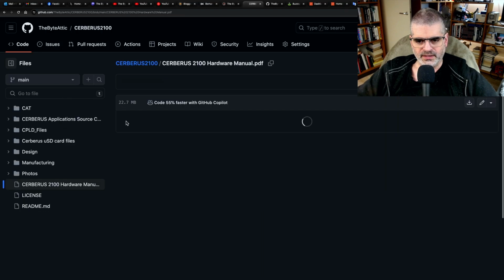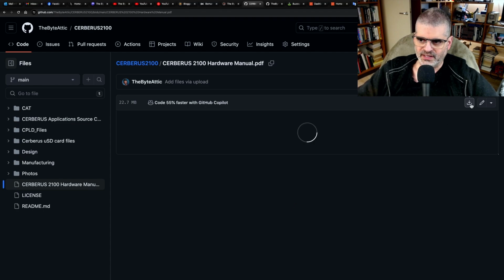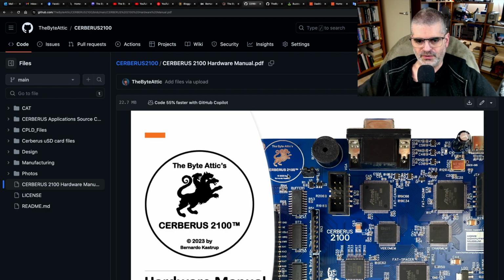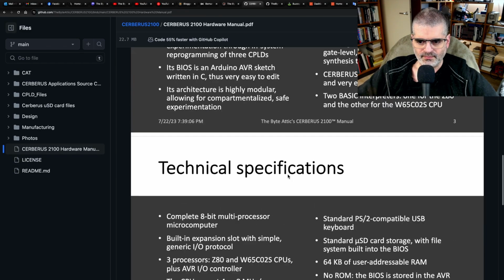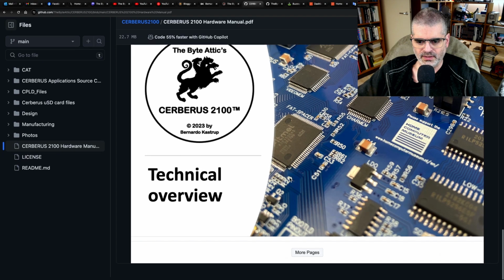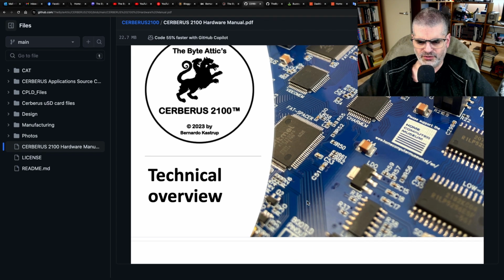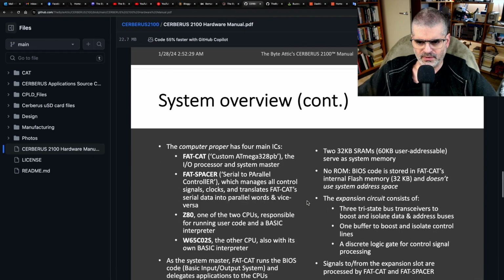You can click on it and a preview will open. Usually it's best if you just click here on download the raw file. It will be faster and you keep a local copy, but you can also wait for the preview. There you go. That's the hardware manual. And I'll be using pages 13 and 14 right now, I believe.